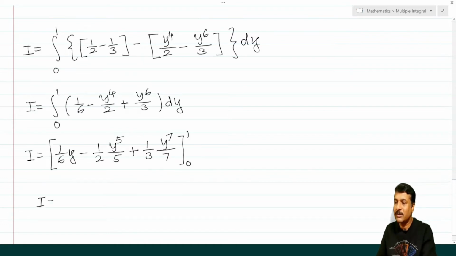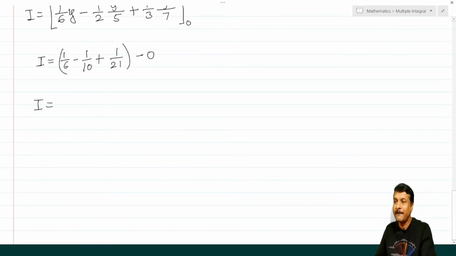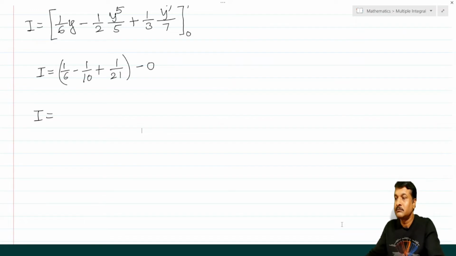So I equal to, put upper limit, so I am getting 1 by 6 minus, here if y is 1, so I am getting 1 by 10 plus 1 by 21, and due to lower limit it's everywhere y, that is y 0. So simplify this. I am getting I equal to, by calculator you can find this. So by calculator I am getting 4 upon 35 which is your required answer.